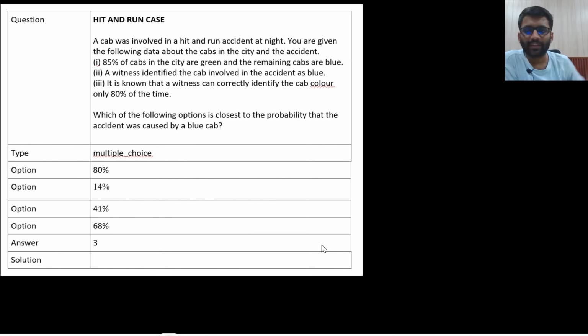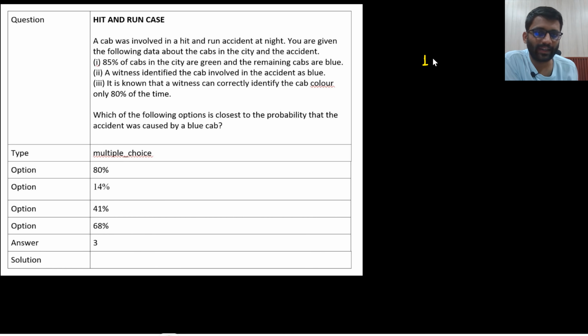Now this is also a very interesting problem. A cab was involved in a hit and run accident at night. Salman Khan was involved. Huh? You are given the following data about the cabs in the city and the accident. 85% of the cabs in the city are green and the remaining are blue.